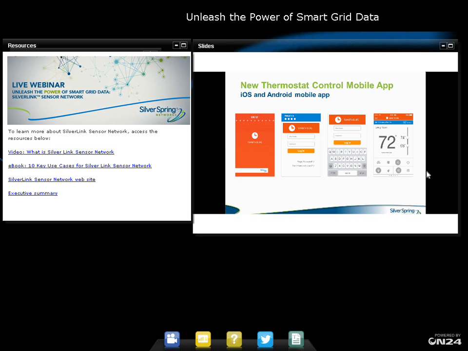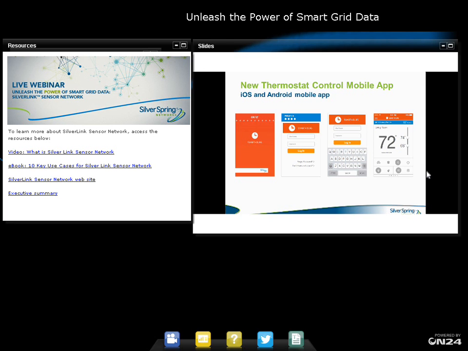So another question that we're getting is, how does the system overcome network latency issues for capturing real-time data and getting it back to the utility? That's a great question. There's a variety of ways that you can do this. One of the ones that we talked about was distributed compute on the network infrastructure.